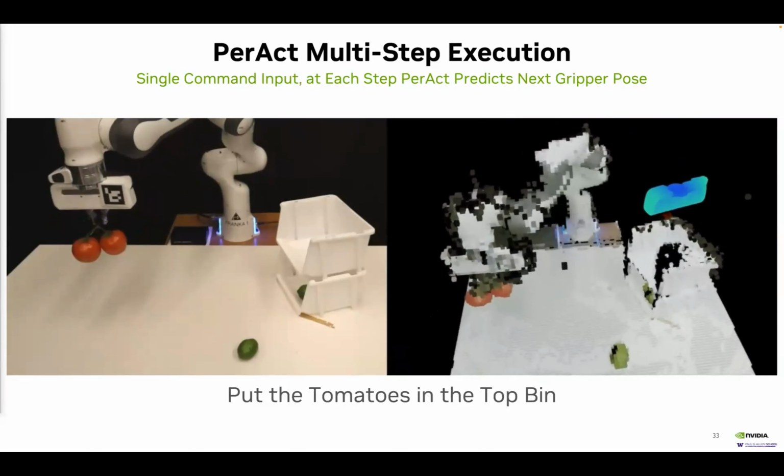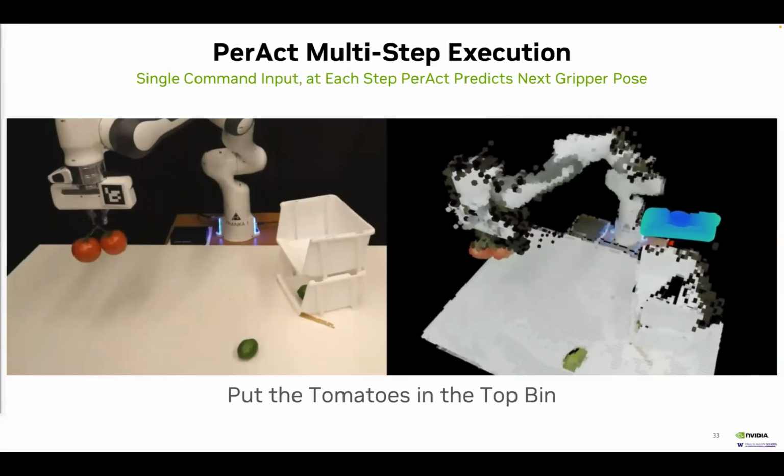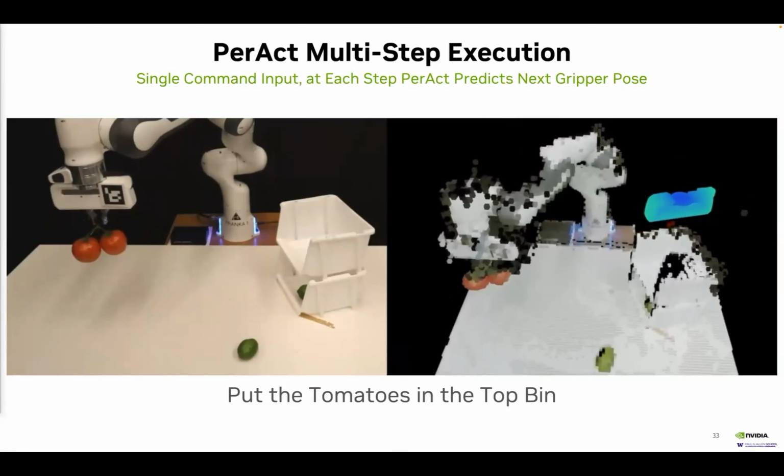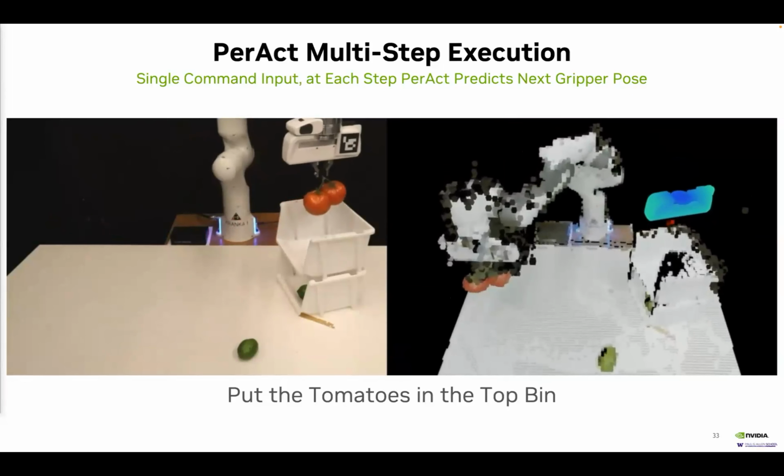Again, there's no object detector or anything like that involved in there, right? It's just trained on the specific example, like with tomatoes and the top bin. So the definition of what the top bin is mostly given by how the gripper should move in order to get the tomato in there.